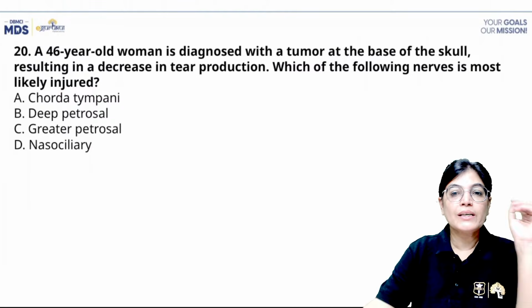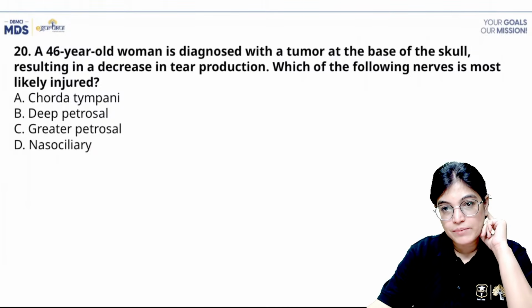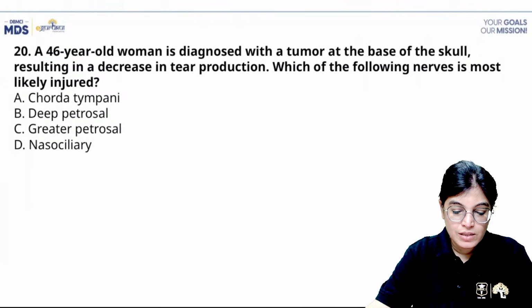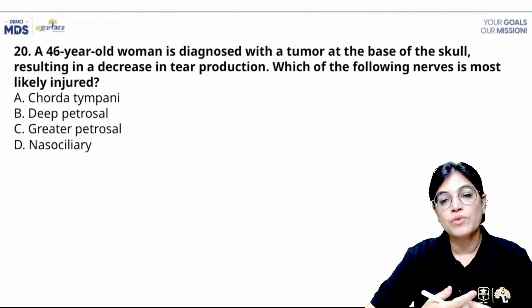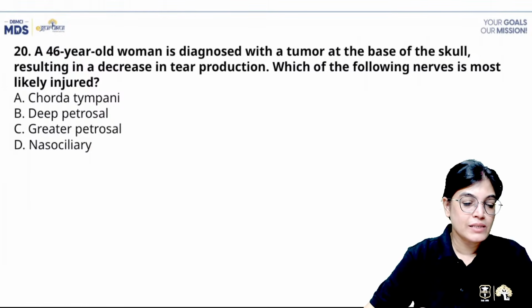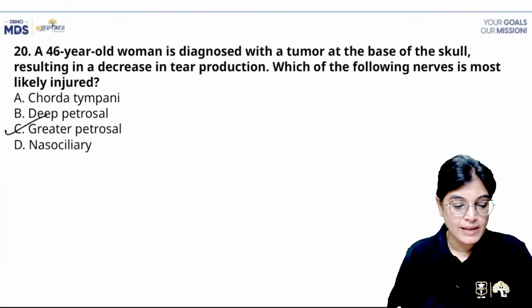Okay, the options given are chorda tympani nerve, deep petrosal nerve, nasociliary nerve, and greater petrosal nerve. If we talk about this MCQ, decrease in tear production involves one of the branches of the facial nerve, the first branch, that is the greater petrosal nerve. Greater petrosal nerve is involved in giving innervation to the lacrimal gland. So we will have C as the right answer.